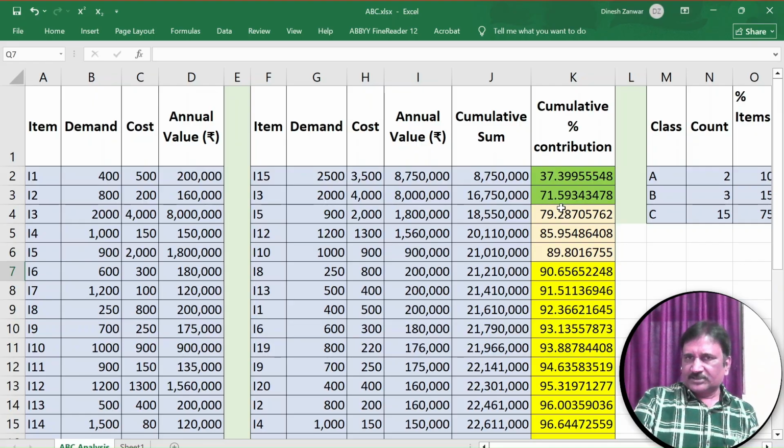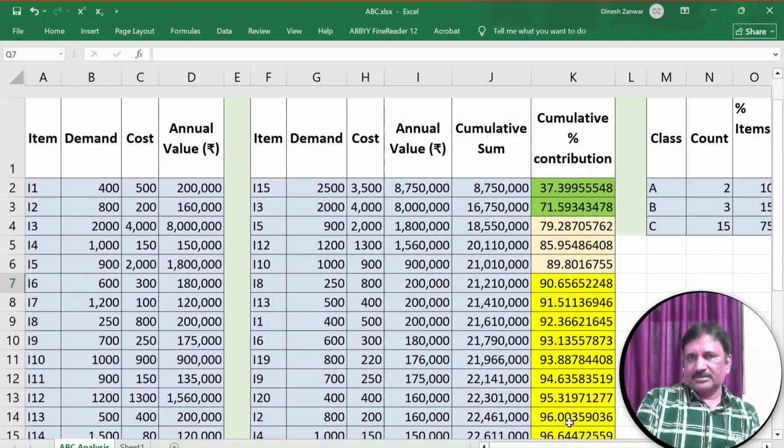The percentage is crossing 75. So the earlier two items will be called A class items. A class items are those items which contribute less than or equal to 75% of the consumption value, right? After that, till 90% will be the items which will be called B class items, and all remaining items will be called C class items, right?